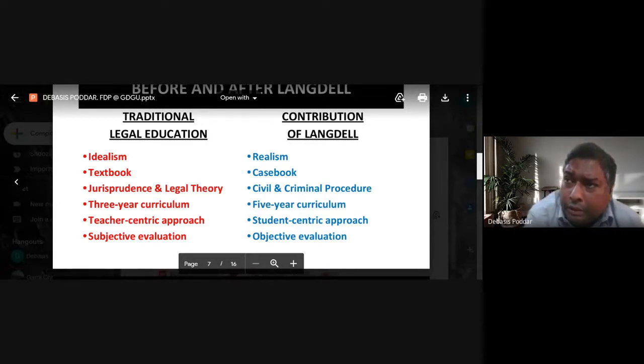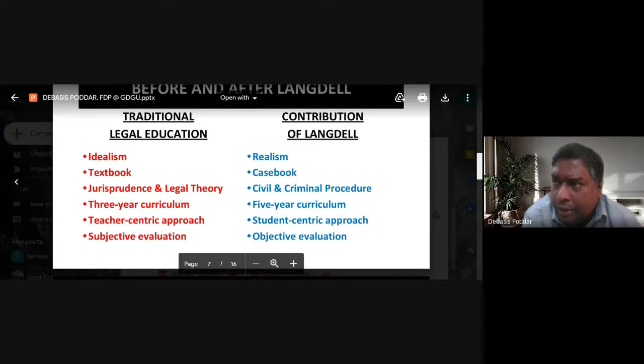In the good old days, in his time, usually people from the elite class used to come to law school, and identity was very clear. So there was a perception that elite class students would get more marks, and people from common backgrounds, commoners, would get fewer marks. So Langdell initiated blind evaluation.